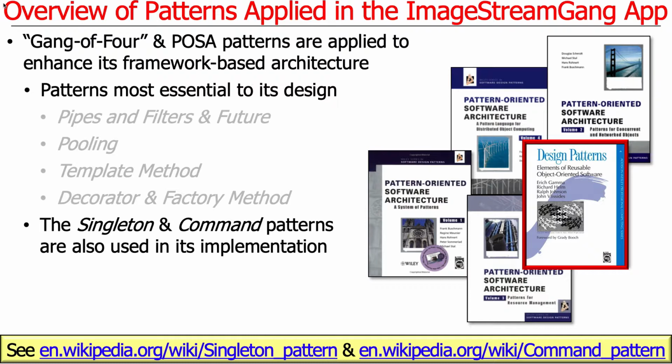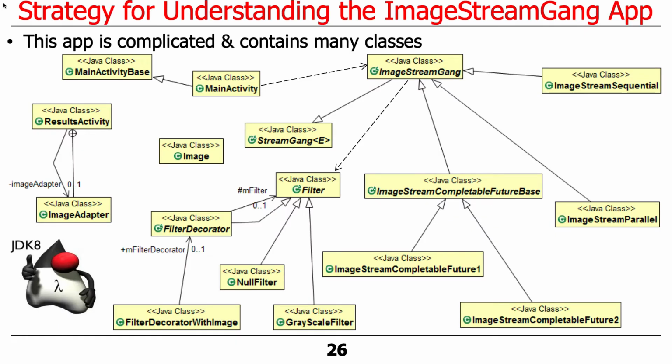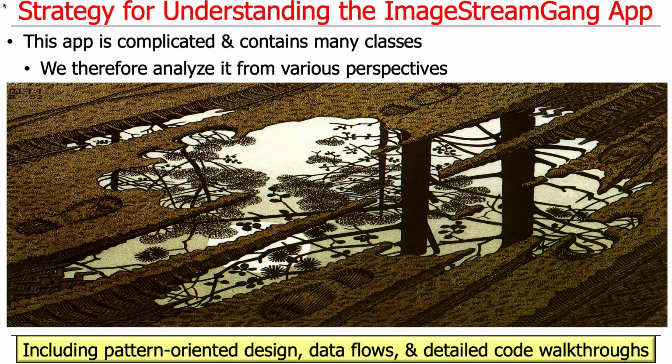If you know patterns, if you know Gang of 4 patterns, if you know POSA patterns, the design is fairly straightforward and easy to understand. Speaking of understanding, this is a non-trivial program. It's got a lot of classes. Some of the programming logic is pretty cool, but you have to understand it. So we're going to look at it from a couple of different perspectives. We're going to look at it from its patterns, from its data flows, and in terms of the detailed code. Each of those is intended to give you a different perspective on what's actually happening.